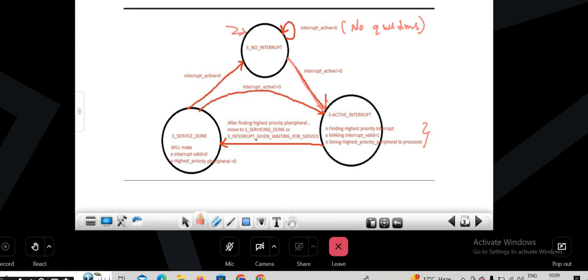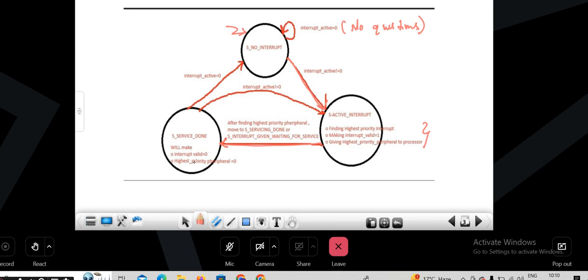Now this last state, what is it doing? It is making valid equal to 0, correct? All peripheral requests are answered or not, it will check. Once it is done, again it is checking whether any interrupts are there. If there are no interrupts, it will go to the no interrupts state. If there are still interrupts, it will go back to making the highest priority again. This keeps continuing. If you understand this state diagram, writing a program is easy.